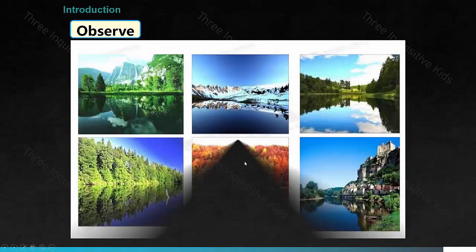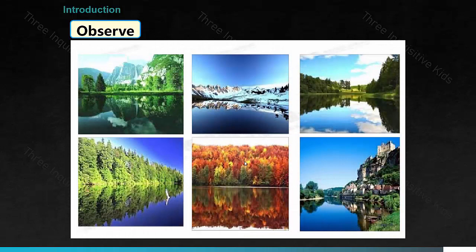I want you to observe these images. As you can see, they are all photos taken at a lake or a river, and you can see that the water is very clear. So the image you see above the water is basically the exact same as the one reflected in the pool. And I'm sure you've all heard of symmetry at least once before in your life, and you know that it's when both sides of a line are equal.